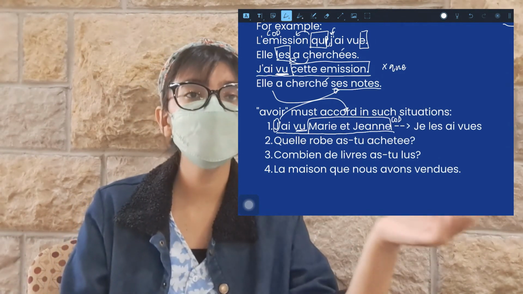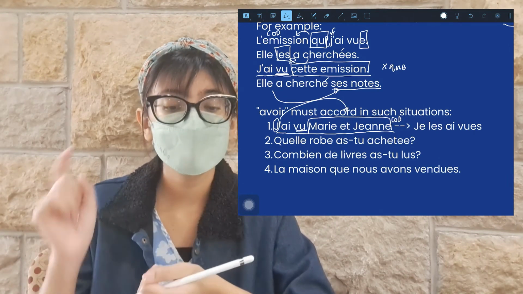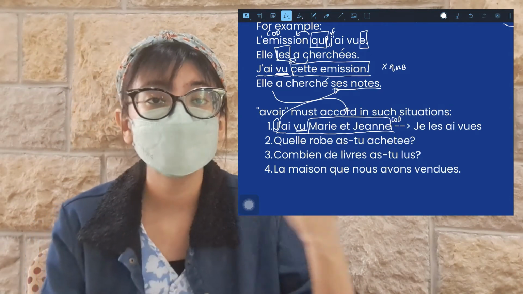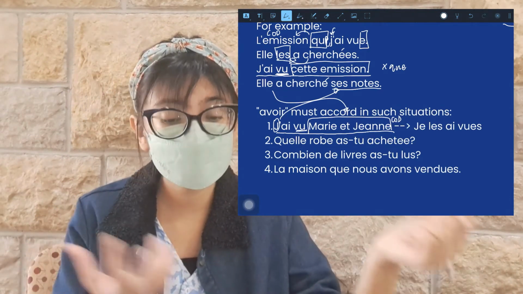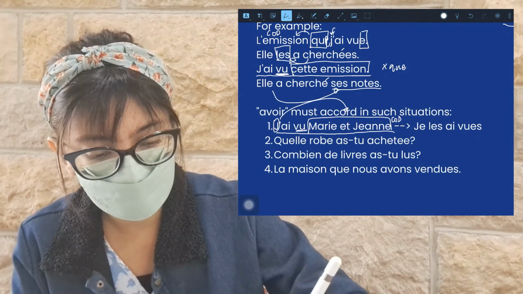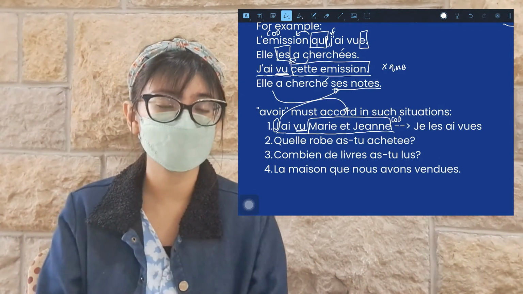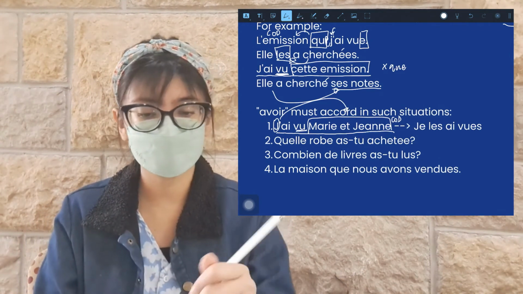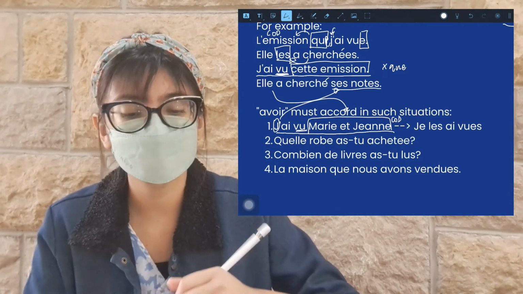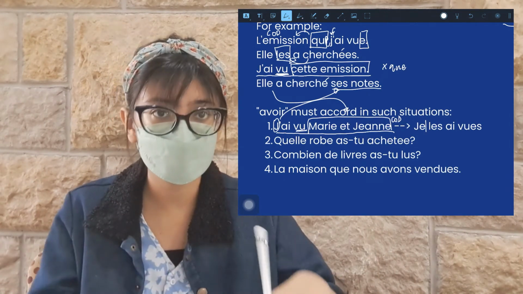So when does avoir actually accord? When are some of these situations? The first situation, for example, j'ai vu Marie et Jeanne. Now, here, I saw Marie and Jeanne. So here you can see that Marie and Jeanne is the COD. But again, is the COD after the subject or before the subject? It is after the subject. It is after je. Okay? That's why vu is basically not going to accord. It will follow the basic rule that avoir will not accord.